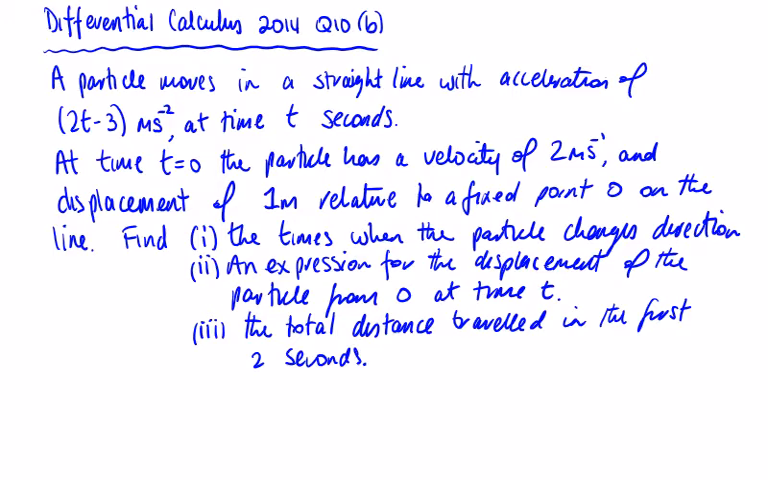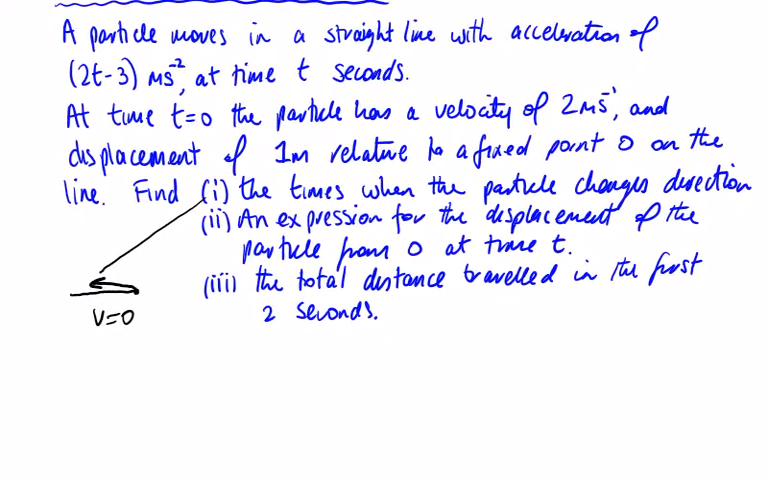Find, firstly, in terms of t, the times when the particle changes direction. Well, if it changes direction, going this way, it has to stop temporarily before going back this way. So v is equal to 0 when it changes direction. So we need to get an expression for v.